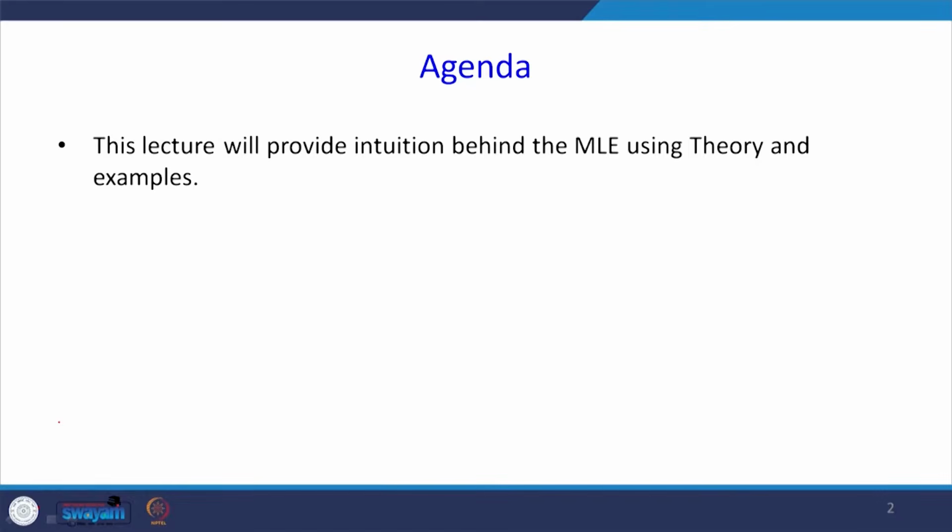In this lecture we will go to a new way of estimating the population parameter. That method is called maximum likelihood estimation. In our previous class we estimated the population parameter with the help of least squares, or we can say with the help of method of moments. This method of estimating population parameters has a lot of advantages over those two methods, that we will see in this class. The agenda for this class is to provide an intuition behind the maximum likelihood principle, and theory and examples.